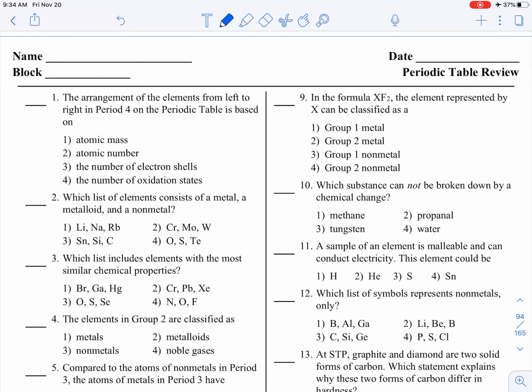Okay, so we're talking about periodic table review questions. Make sure you have your reference table. We'll need the periodic table, but also Table S. So periodic table and then Table S.